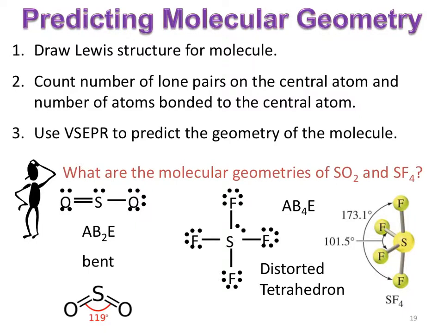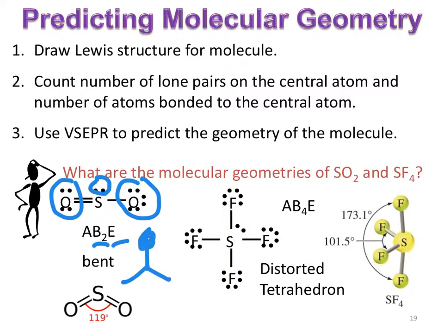Let's look at sulfur dioxide. We've seen it before, and sulfur tetrafluoride. In sulfur dioxide, if we look at this, we have 2 bonded atoms. That's the 2 for the AB2. There's a lone pair. That's the E. And if we go back to looking at the geometry, it starts out as a trigonal planar geometry because there are 3 attachments. However, one of the attachments is a lone pair of electrons, and what we see is the bent shape in the molecule.